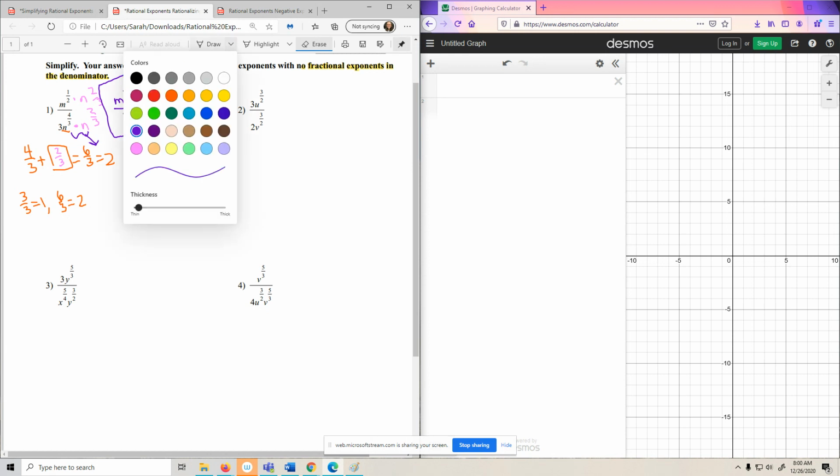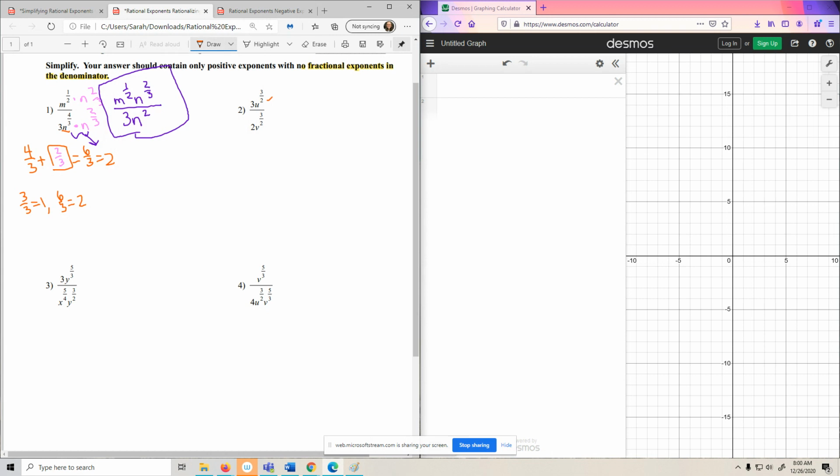Let's try another one. So 3 over 2 doesn't reduce. U to the 3/2 is going to stay the same because it's the only u exponent. The thing we need to focus in on is this v. So what do I add to 3 over 2 to turn it into a whole number?